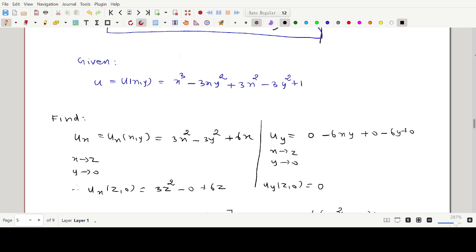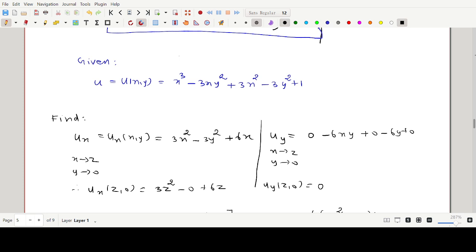Here, minus 3y square is constant, and the differentiation of x is 1. So 3 is constant, and the differentiation of x square is 2x, so 6x. In this term, y has no x variable, so if you partially differentiate with respect to x, these are all constants, so the value is 0. So I got the first derivative with respect to x.